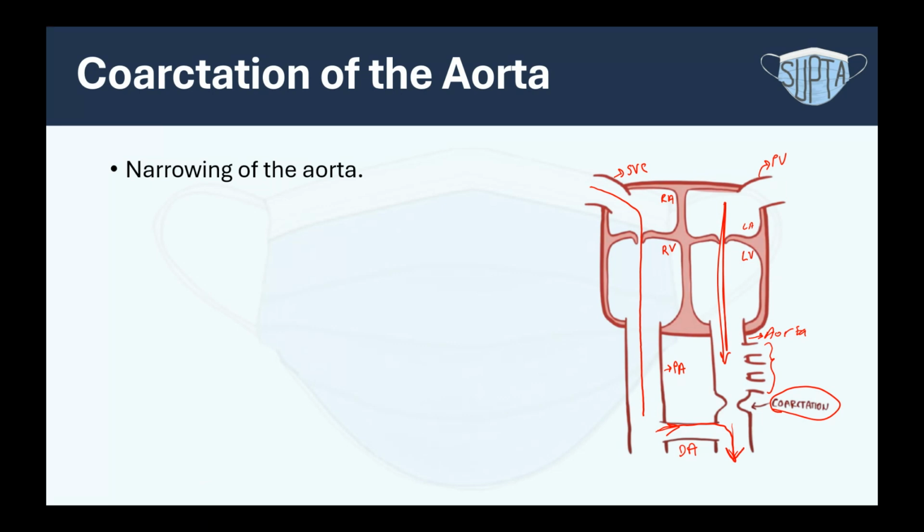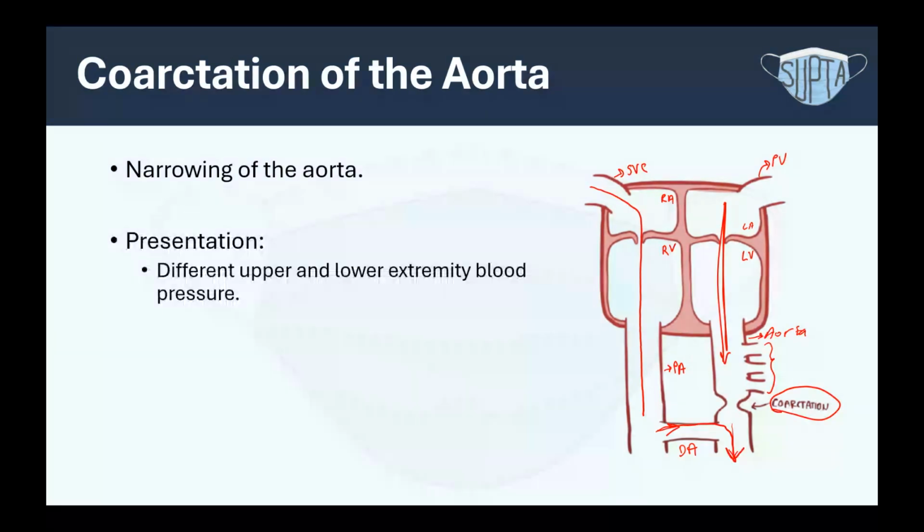Okay, so now that we understand how the coarctation is going to affect the flow, let's now see how that's going to impact the patient. So firstly, you're going to see a difference in blood pressure between the upper limbs and the lower limbs. This is going to correlate to the blood pressure after the coarctation.